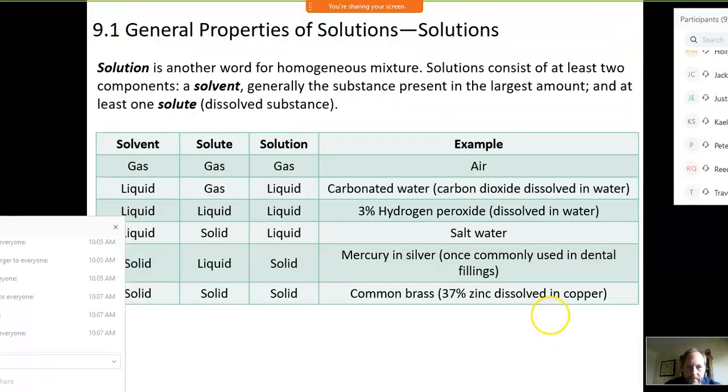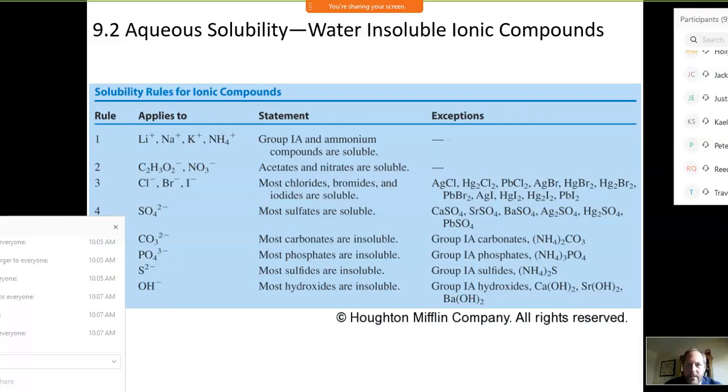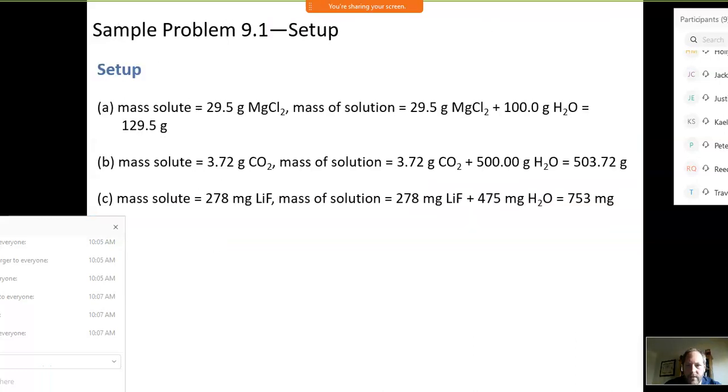All right, so yesterday we talked about these double replacement reactions.